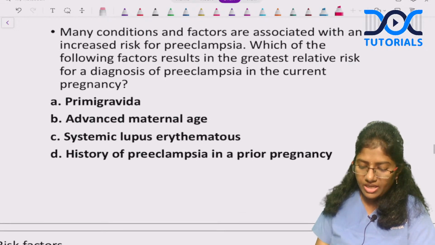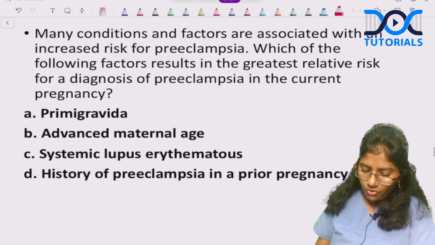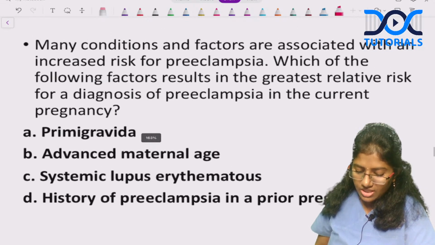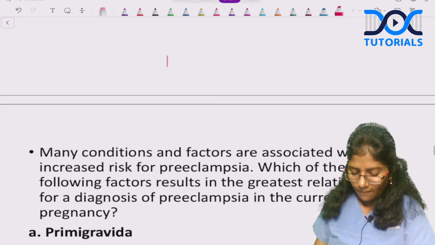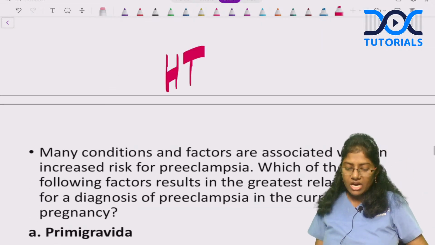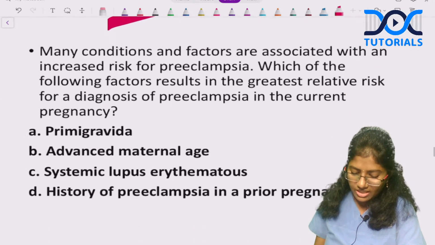So, we've moved to hypertension. Which of the following factors results in the greatest relative risk for a diagnosis of preeclampsia in the current pregnancy? Advanced maternal age, systemic lupus erythematosus, history of preeclampsia in a prior pregnancy.